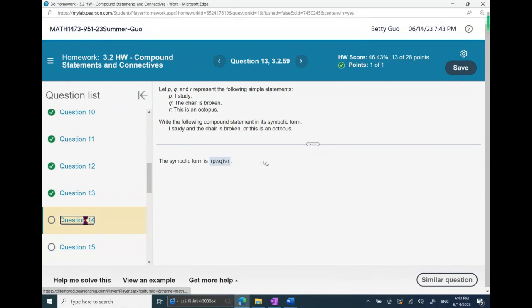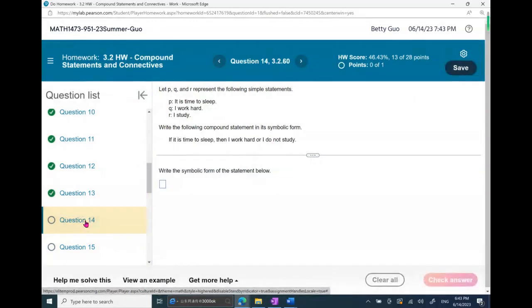Number 14. P, it is time to sleep. Q, I work hard. R, I study. Read the following compound statement in its symbolic form. Let's see this compound: if it is time to sleep, then I work hard or I do not study. So you see this comma.